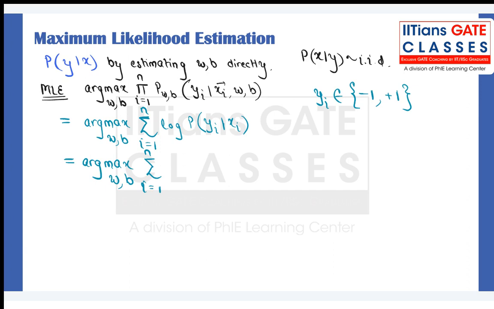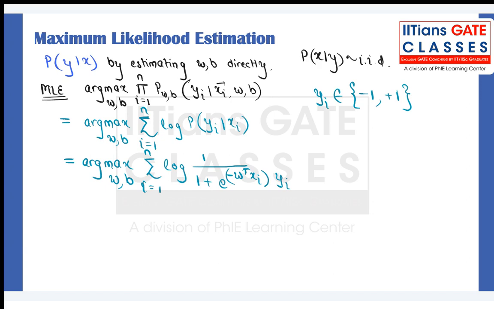Argmax of log of 1 by 1 plus e to the power minus w transpose xi into yi. Okay, we have seen this equation already in the perceptron model, so I'm not explaining it here. If you want to understand why I put the yi there, then please look at the perceptron model video. That doesn't make any difference in this scenario.